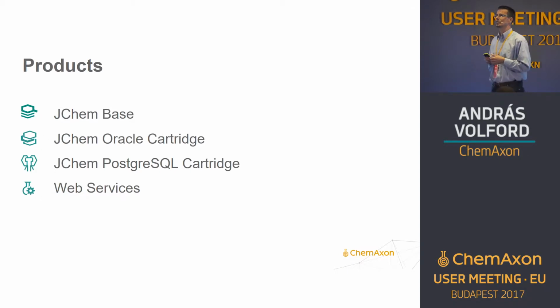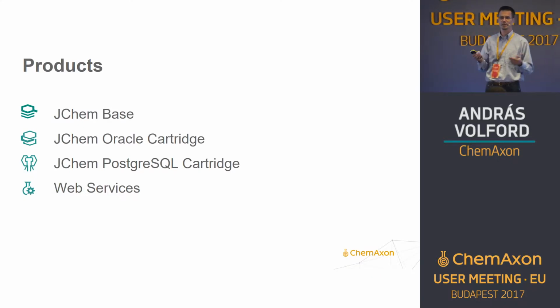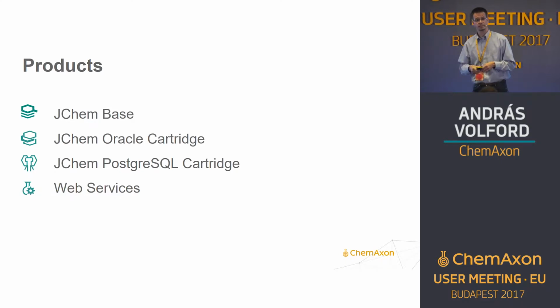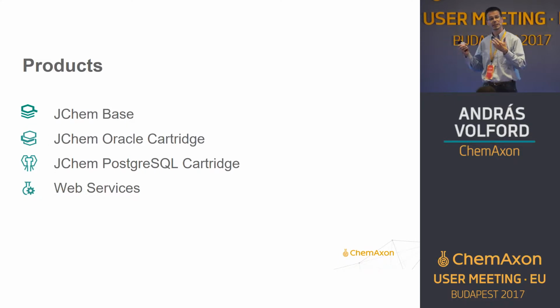Another advantage of the cartridges is that if you want to put all your chemistry into one place and then just interface it with different GUI tools, then again, the cartridges are a suggested solution. The JChem Postgres cartridge was just released a few years ago, and I will speak about the latest developments on the Postgres cartridge. Web services is providing you the RESTful API interface for the JChem functionalities.